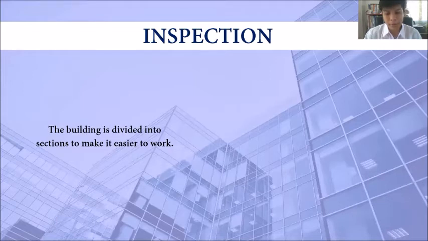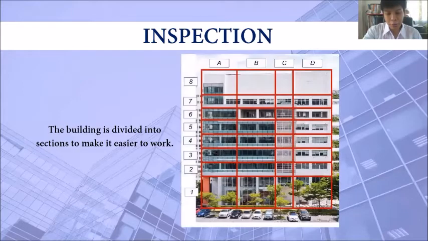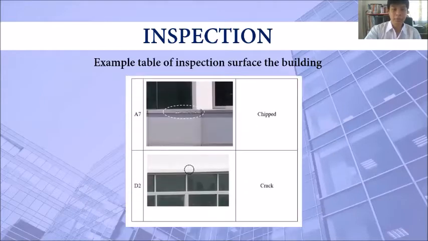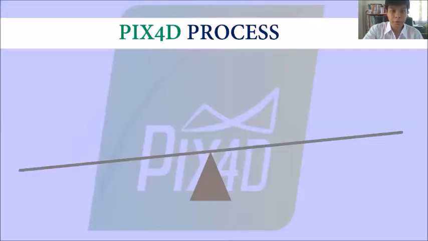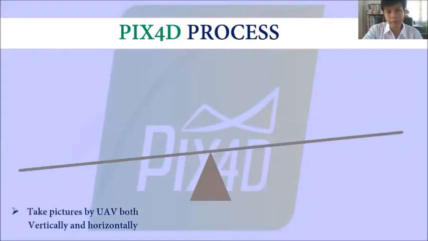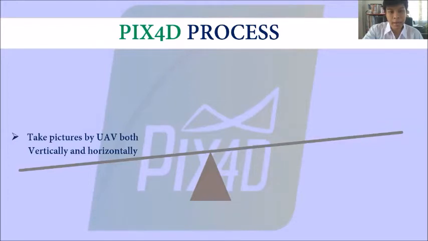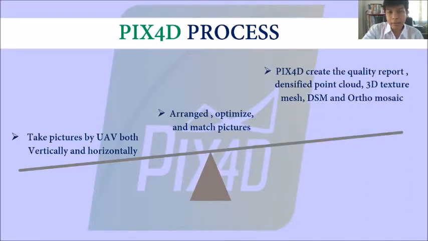We will divide the building into sections to do eye inspection and locate the abnormal locations. The inspection can be done by scanning and obtaining the visible abnormalities which have enough size to be seen by human eyes, as shown here. So the Pic4D process is the process after the eye inspection. It will take photos by UAV, arrange, optimize and match the points of the pictures, and create the maps or the auto mosaic.